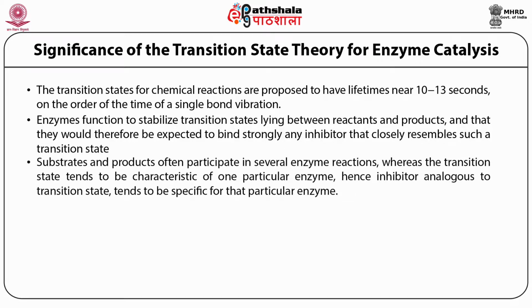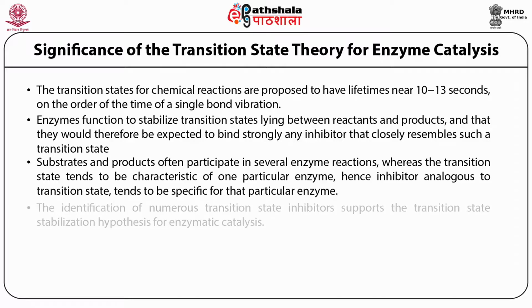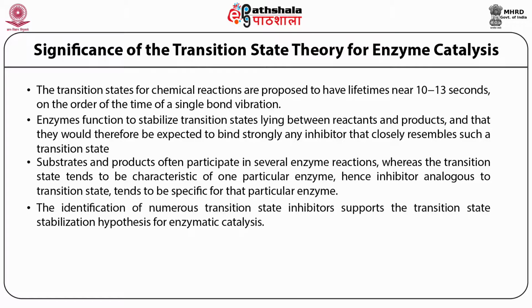The substrate and the product often participate in several enzyme reactions, whereas the transition state tends to be characteristic of a particular enzyme. Hence, if you are designing an inhibitor against the transition state, it is going to be more specific for an enzyme as compared to an inhibitor that is analogous to the substrate, because the transition state is unique for an enzyme. So, the identification of numerous transition state inhibitors supports the transition state stabilization hypothesis for enzymatic catalysis.